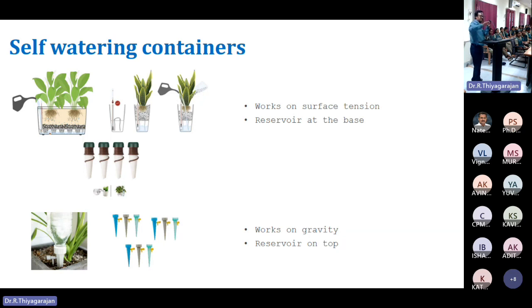Now that is where we have these two things. One is surface tension, the other one is gravity flow. In both, you manage the level of flow. In surface tension, you manage it with the number of wicks that you provide for a plant. Suppose you have more wicks, more water would be conducted. And similarly, in gravity flow, you want to have the orifice size controlled.